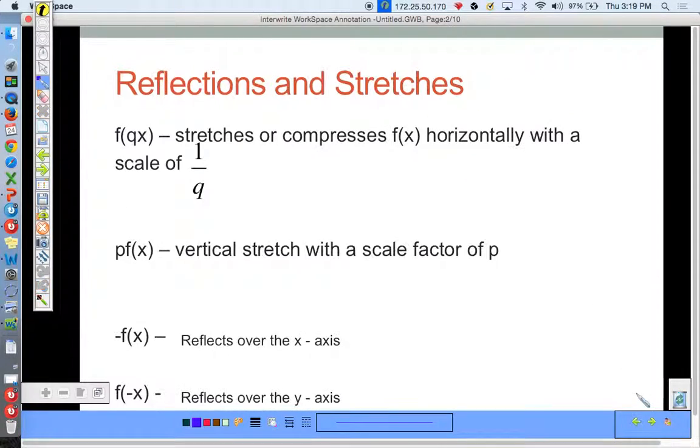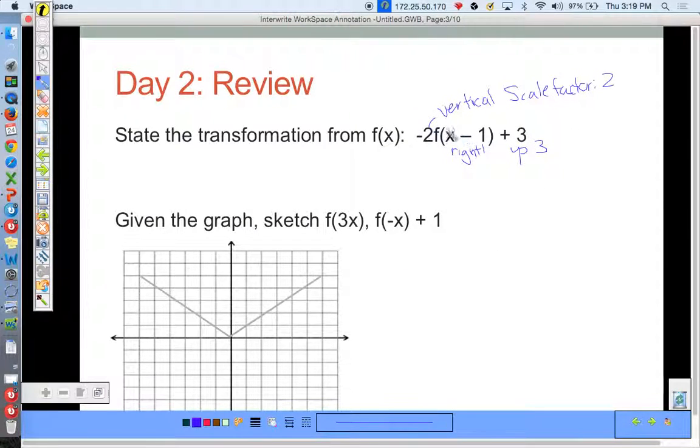And then that negative, when the negative's on the outside, it's a reflection over the x-axis, because again we can think this whole thing is y, and we're taking the opposite of y, which would flip it down. So this is the x-axis reflection. And now we're asked to sketch a couple.